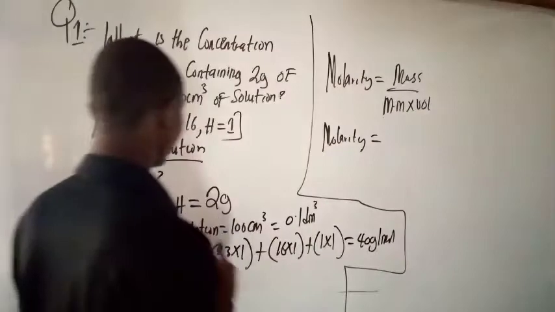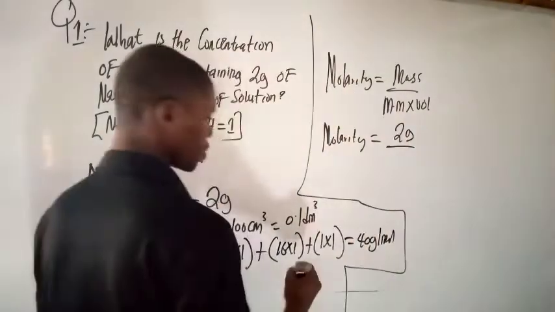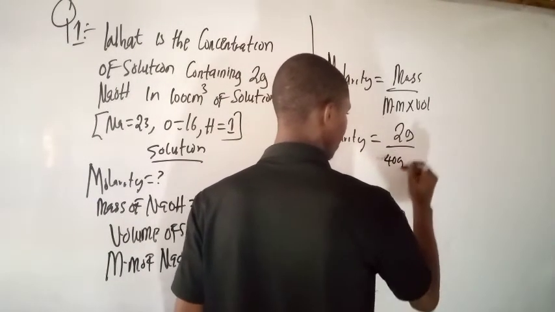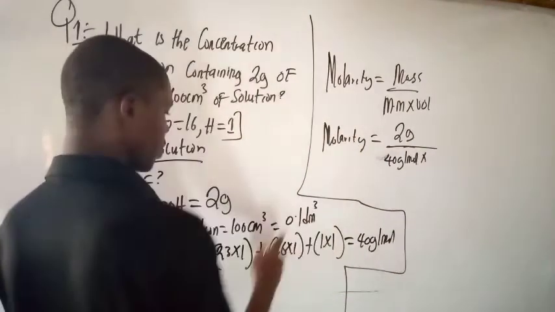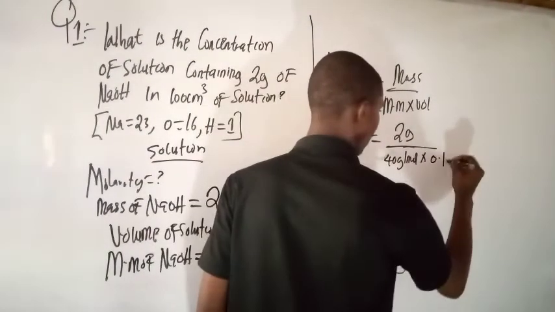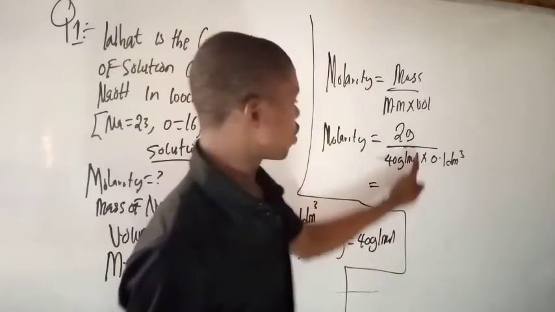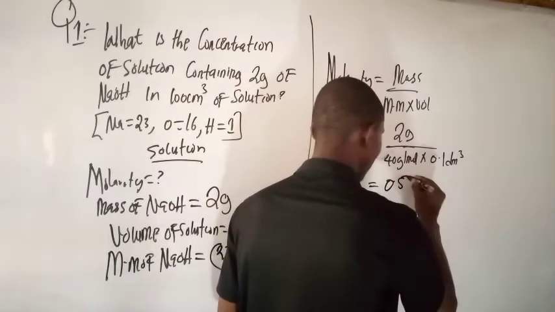Here we have molarity equals mass, which is 2 grams, over my molar mass, which is 40 grams per mole, times my volume, which is 0.1 dm cubed. You can easily ignore all this, so punch your calculator: 0.5. Do you get that?